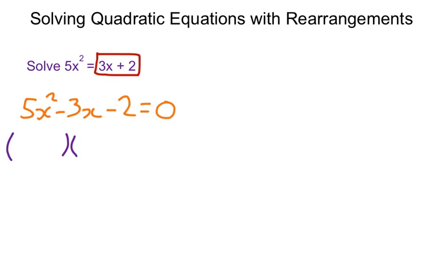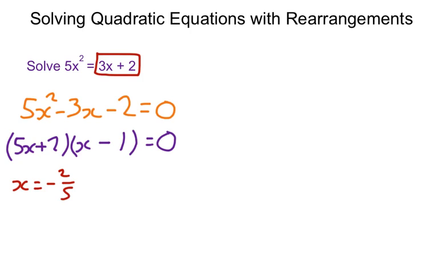Now we can factorize, and to get 5x squared we need 5x and x. To get minus 2 we're going to have 1 and 2, and if we have 5 times 2 we're going to be too far away from the 3, so it's going to be 5 times 1, and we need that to be minus 5 plus 2 to give us the minus 3x we need, giving us final answers of x equals minus 2 over 5 and x equals 1.